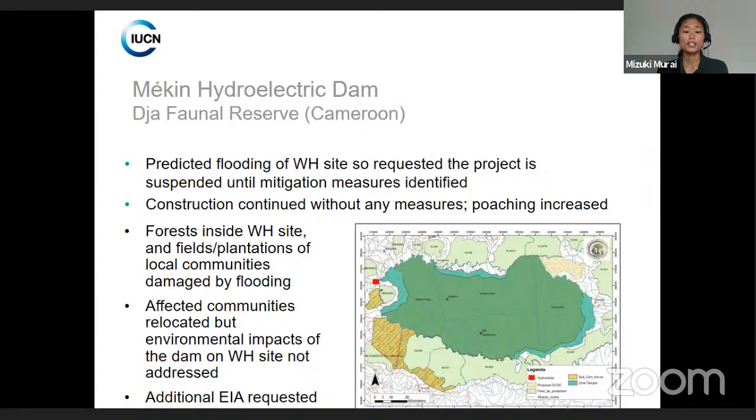Back in 2012, the committee requested that the project be suspended until appropriate measures to mitigate the direct and indirect impacts on the OUV had been identified. Despite these requests, the construction of the dam continued without any measures to mitigate the negative impacts. An increase in poaching was recorded around this time. By 2017, filling of the dam's reservoir had begun, and the World Heritage Committee expressed its deep concerns that the partial impoundment had led to flooding in the local area, which damaged forests inside the World Heritage Site, as well as the fields and plantations of local communities nearby.